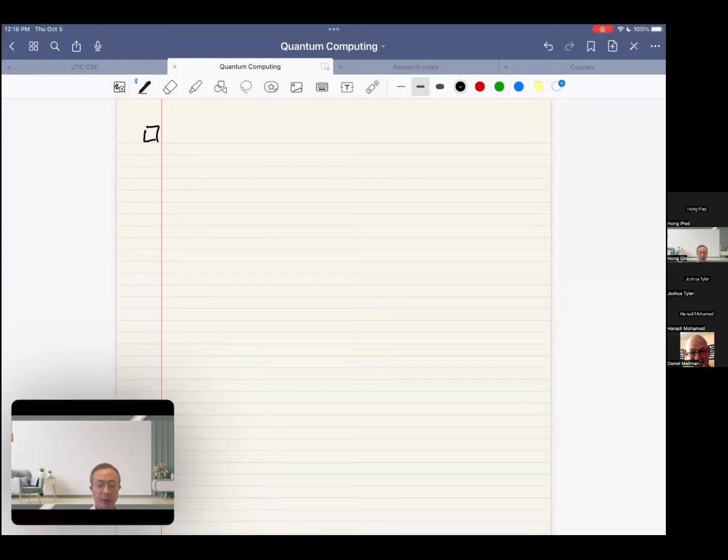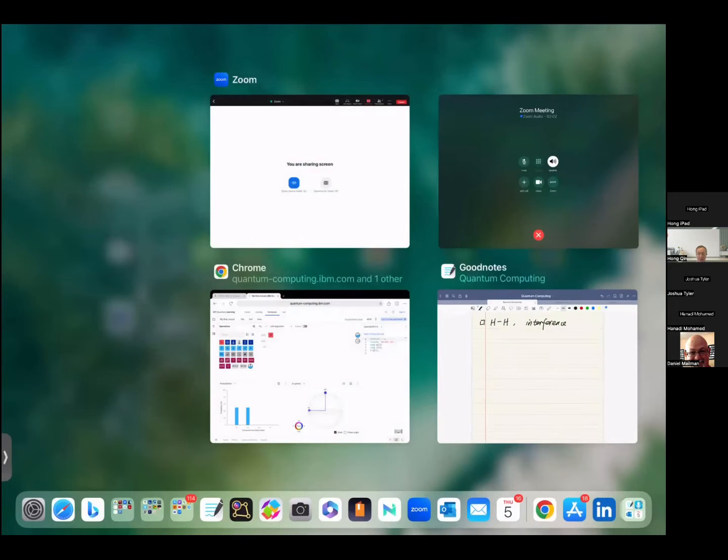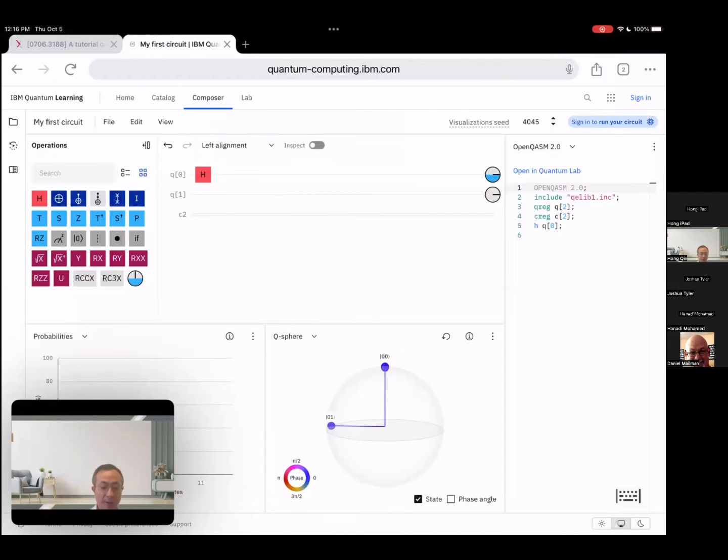The Hadamard gate followed by a Hadamard gate is an example of interference. What this means is I actually show some in the quantum composer.